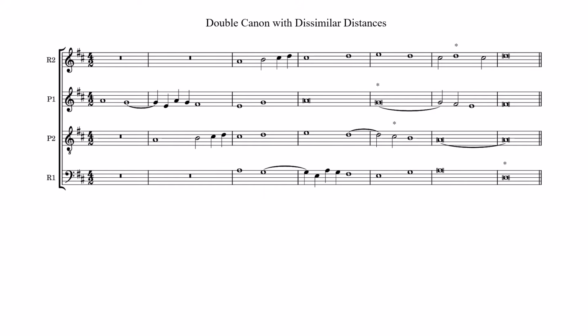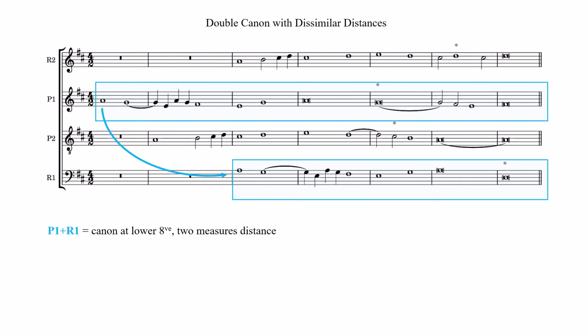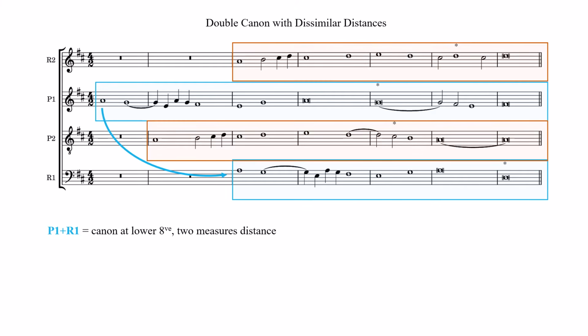The asterisks indicate where the canonic imitation breaks off. The blue P1 and R1 combination is a canon at the lower octave at a distance of 2 measures, while P2 and R2 is a canon at the upper octave at a distance of only 1 measure.